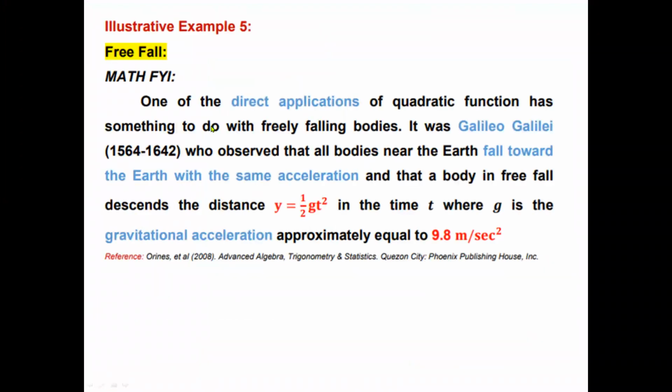Now, let us have this, the free-falling bodies. Actually, this is already P6. One of the direct application of quadratic function has something to do with free-falling bodies. It was Galileo Galilei from 1564 to 1642 who observed that all bodies near the Earth fall toward the Earth with the same acceleration, and that a body in free fall descends the distance y equals 1 half gt square.